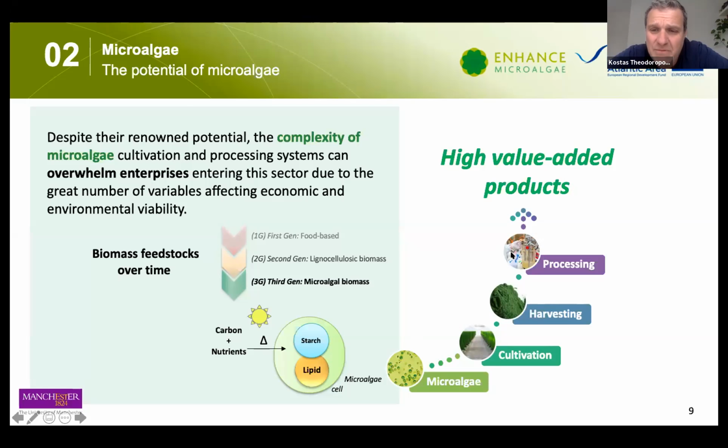So there's a number of important steps from microalgal biomass to high added value products. So there's cultivation, a key crucial step, harvesting, and downstream processing. And all these steps have to be done at maximum efficiency in order for the biorefinery to be economically viable and sustainable. And this is very important.